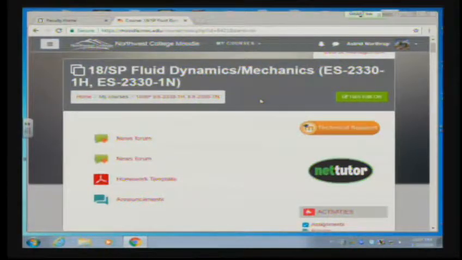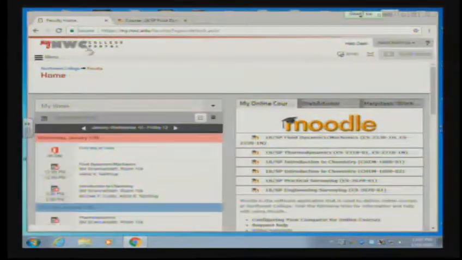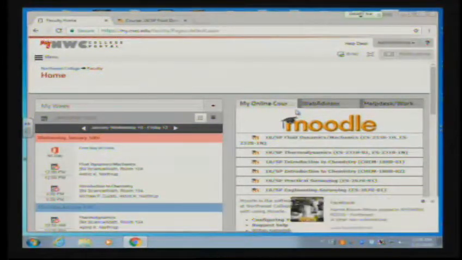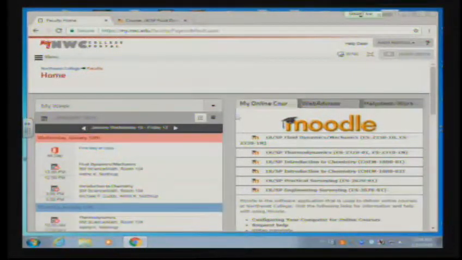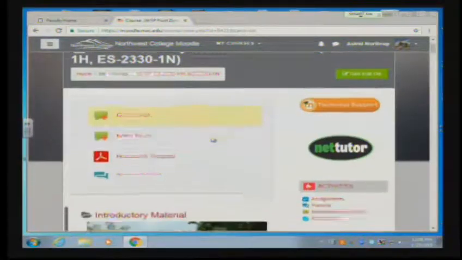What you see on your screen right now is the computer screen for our Moodle page. The way that you access our Moodle page is through the NWC portal. So you'll type in my.nwc.edu. Yours will look a little different than mine because you are a student, but basically you'll have this Moodle block, and you'll click here on Fluid Dynamics Mechanics, and then you will see this page.